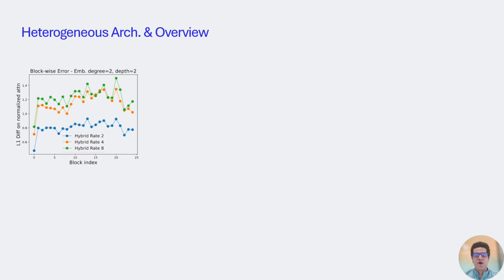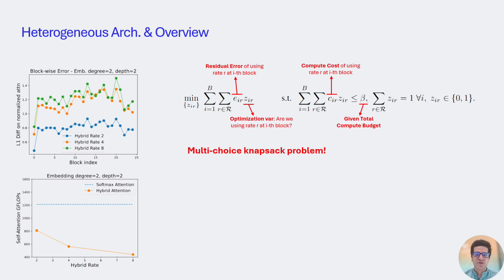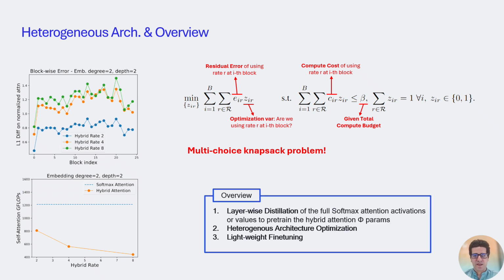We observe that different blocks exhibit non-uniform error residuals due to the hybrid formulation under various hybrid rates. Furthermore, the compute complexity is a nonlinear function of the hybrid rate. This alludes to an opportunity to optimize a heterogeneous hybrid architecture with various hybrid rates, given the characterized residual errors and the corresponding cost. So, under a compute budget, we can frame this as a constrained optimization problem that can be solved efficiently as a multi-choice knapsack.